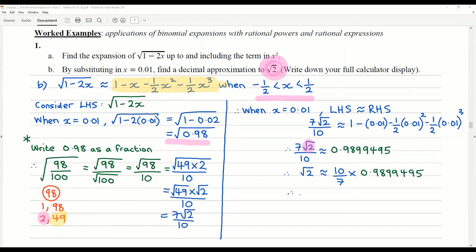So therefore, and it should look like root, I mean, if you don't get a number close to root 2, you've obviously done something wrong. Now, if I write down my full calculator display, I get 1.41421357 and so on. So that's my approximation.